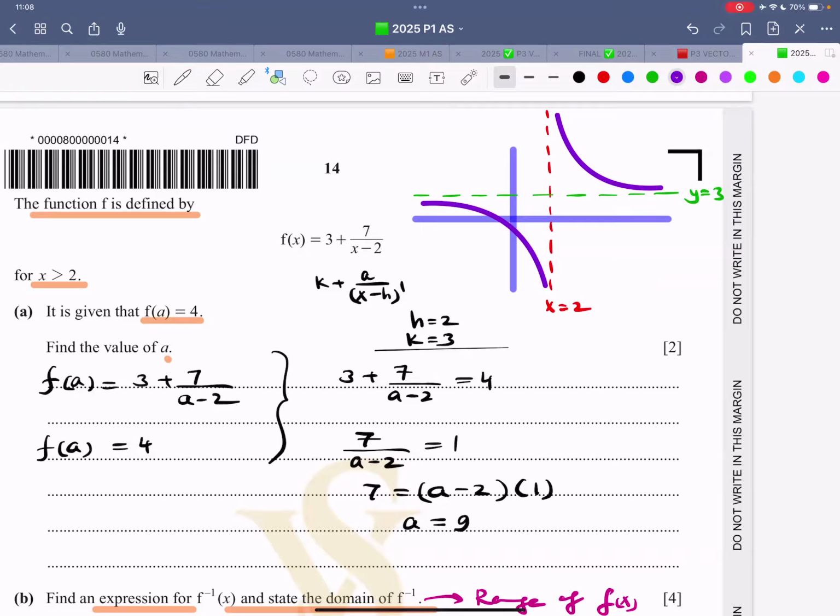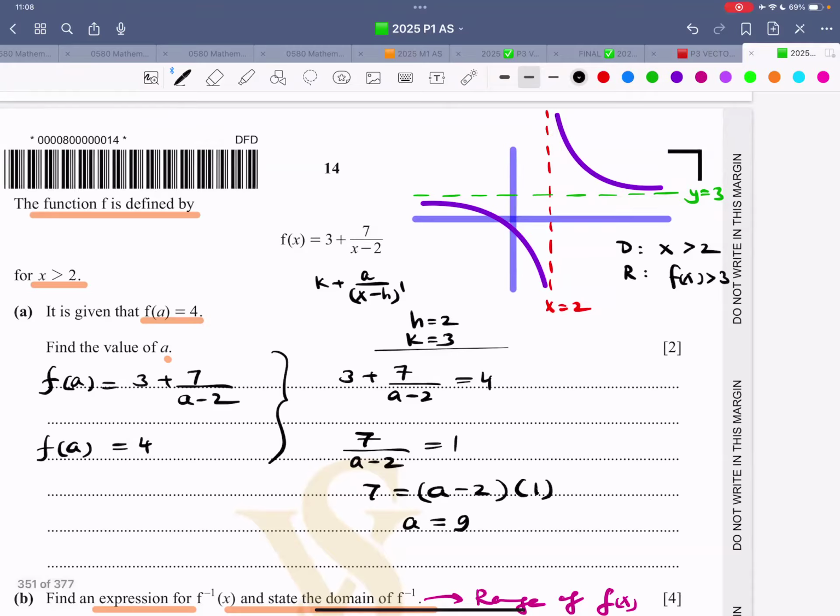But we are interested in the domain x is greater than 2. So the domain that we are interested in is x is greater than 2. 2 is not inclusive. Why? Because it's an asymptote. Got the idea? So now the lowest y value is 3. The other y values go to infinity. Therefore, the range of the original function is f(x) greater than 3. Got the idea? That is how this is done.